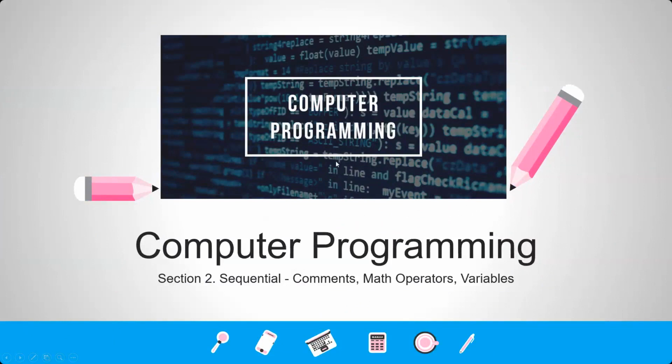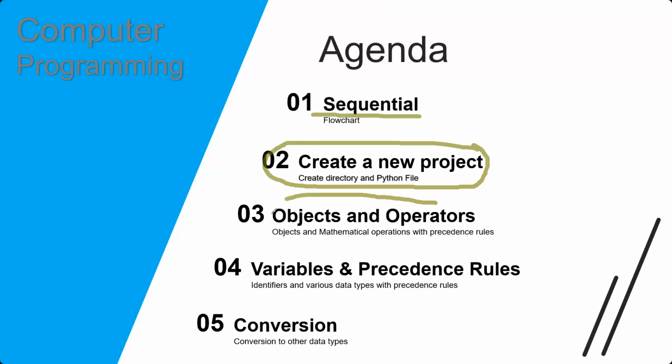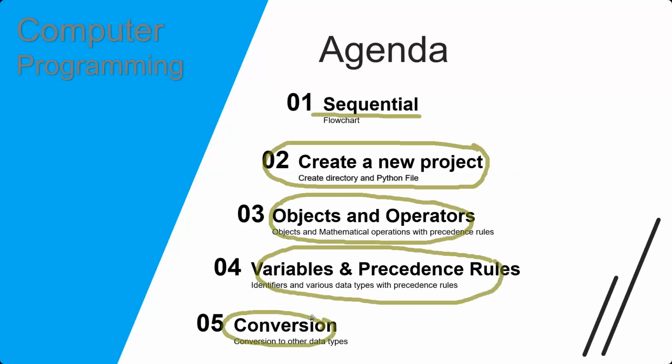In the second week, I would like to explain about sequential. So you already learned about the commands. So we are going to learn more about the math operators and variables. We are going to learn about what is sequential, and then I will repeat again how to create a new project so we can have some more practice. And then we are going to learn about objects and operators, and variables and precedence rules, and we are going to learn about conversion.